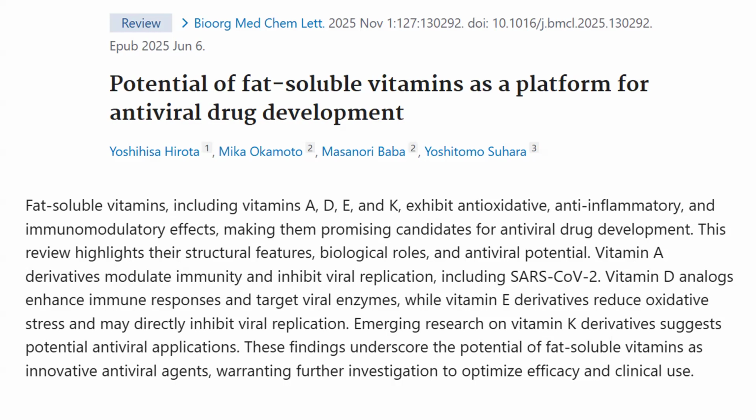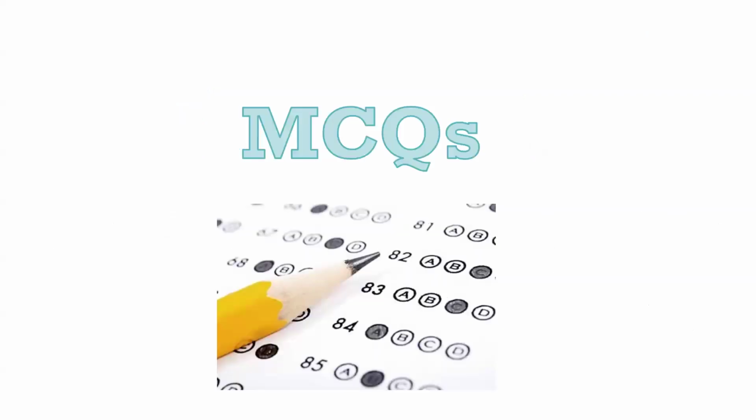Vitamin A derivatives modulate immunity and inhibit viral replication, including SARS-CoV-2. Vitamin D analogs enhance immune responses and target viral enzymes, while vitamin E derivatives reduce oxidative stress and may directly inhibit viral replication. The emerging research on vitamin K derivatives suggests potential antiviral applications. These findings underscore the potential of fat soluble vitamins as innovative antiviral agents, warranting further investigation to optimize efficacy and clinical use. So now we come to the practice of MCQs.